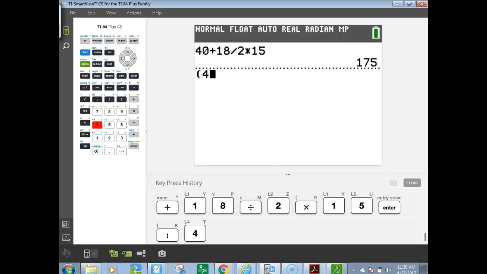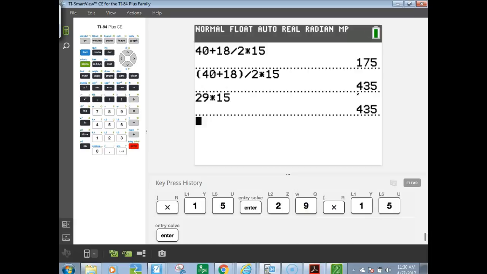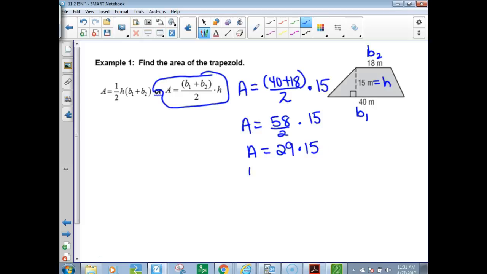Why is it wrong? Very good. It's going to go by order of operations, which would tell it to divide before and then multiply and then add. So we would need to put the parentheses in. If you want to type it all at once, you're going to have to do it like this, and then you can hit the times 15. Now, I had 29 times 15 when I broke it down. I'll double check. These match. So careful, do not type it like this. 435 is the answer, and that would be labeled with square meters.